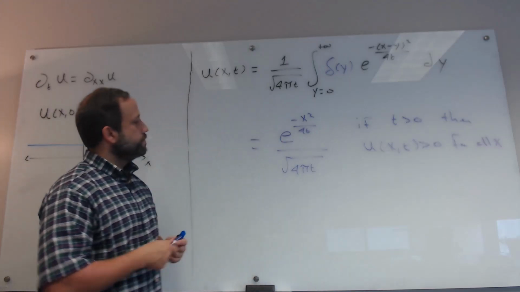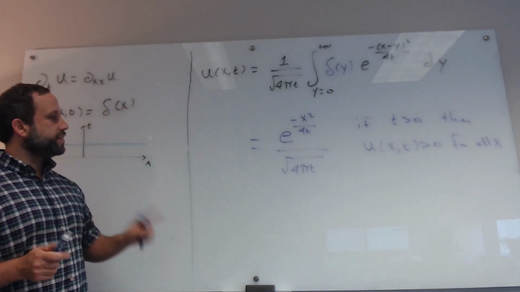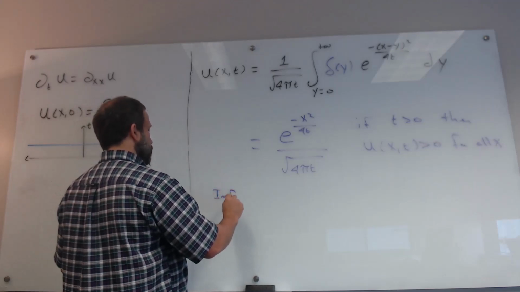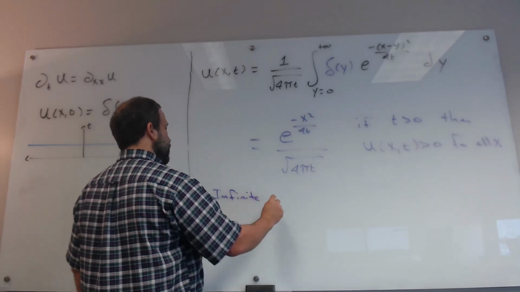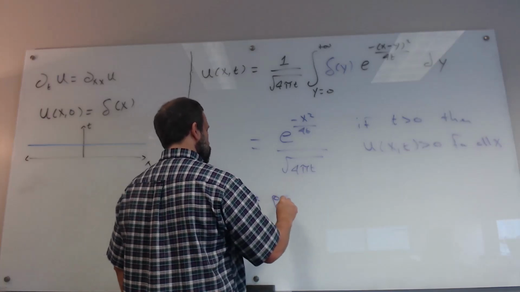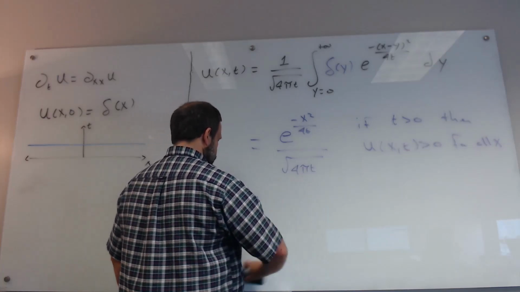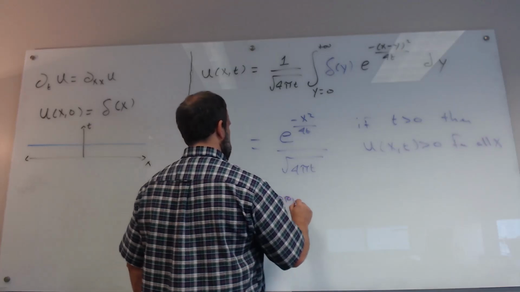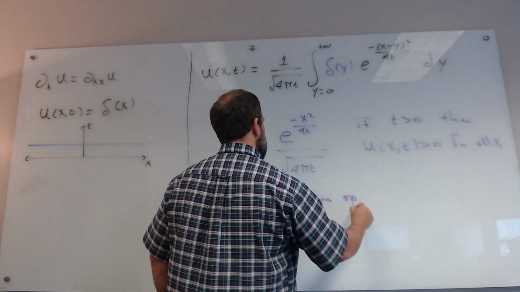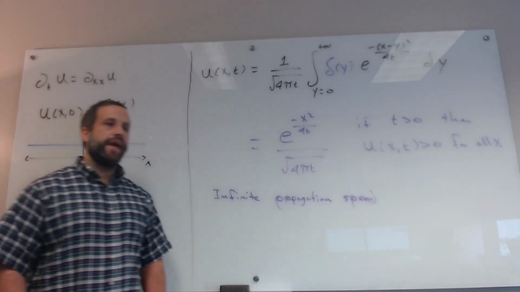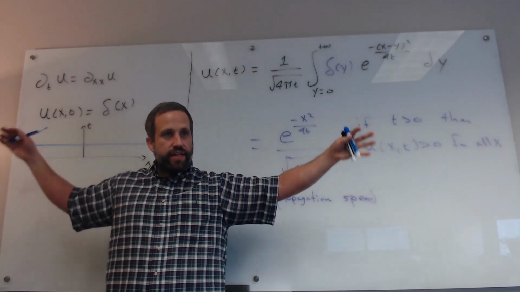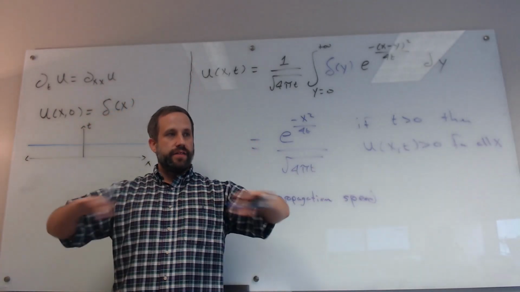Okay, so what this is called is infinite propagation speed of singularities. I'm having trouble writing here. It is an infinite propagation speed of the singularities. In other words, we have a singularity at 0, it spreads out infinitely fast, it sort of collapses infinitely fast to the entire real line.